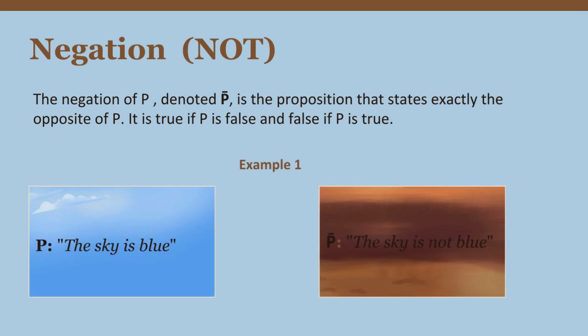Negation, written as "not" or p bar. If p is a proposition, its negation, written p with a bar over it, states exactly the opposite of p. If p is true, its negation is false. If p is false, its negation is true. Now, take the first example. P is the proposition "the sky is blue." Its negation p bar is simply "the sky is not blue."